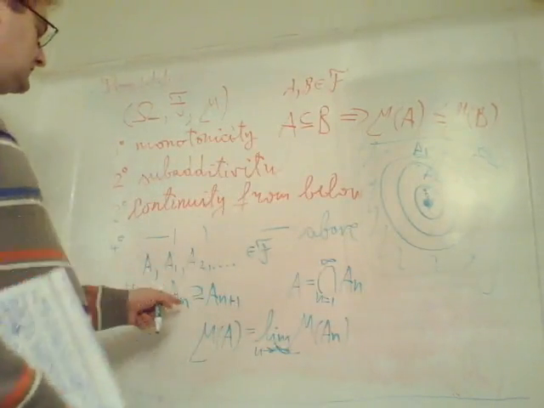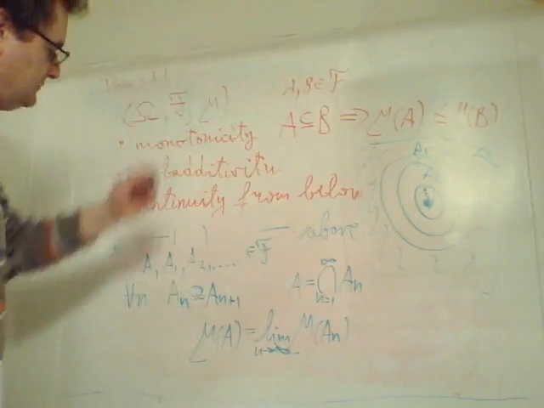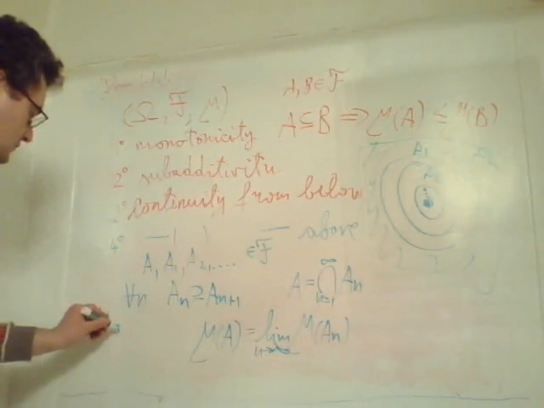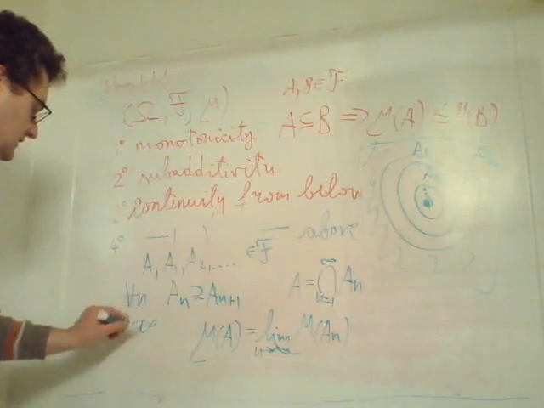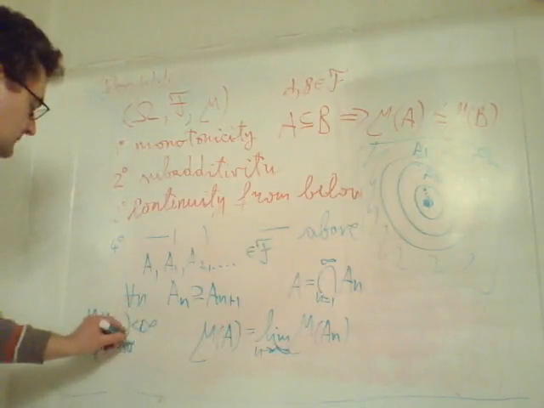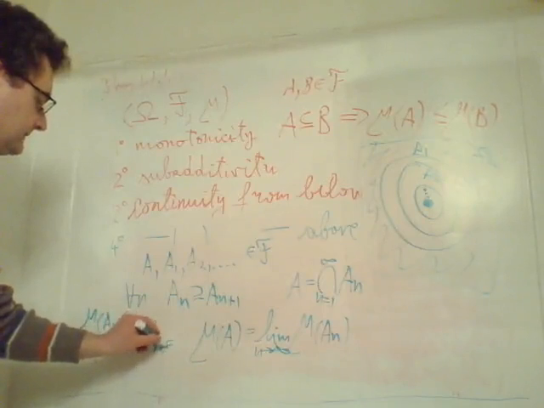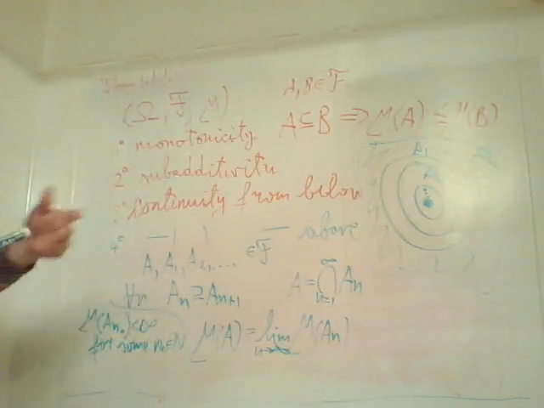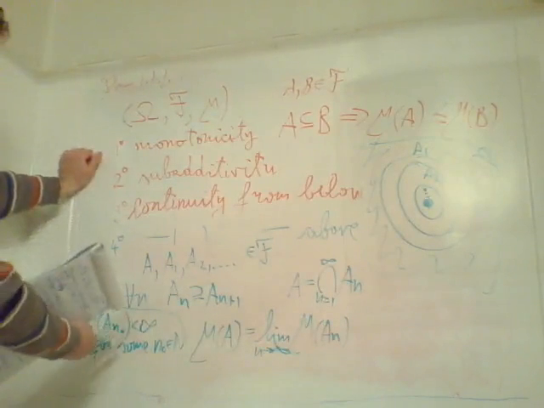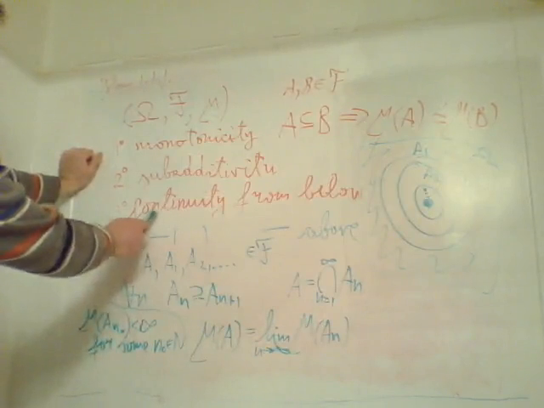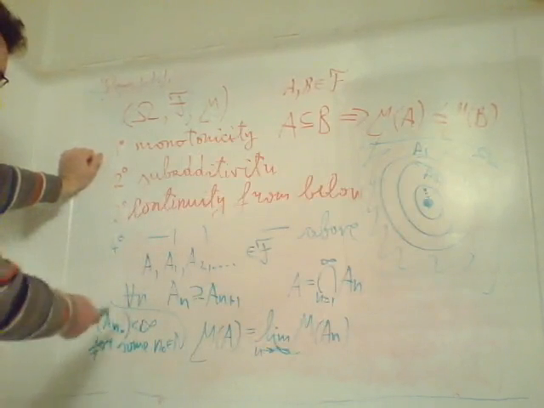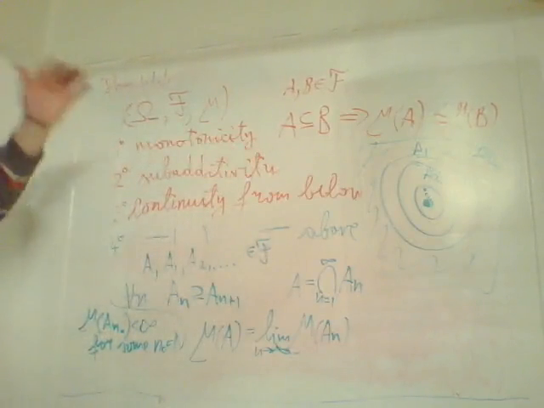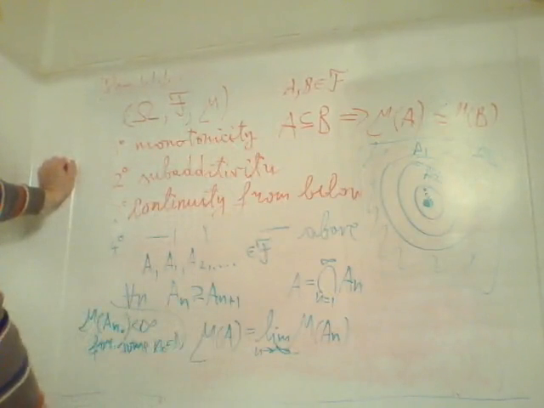At least one of these An's has finite measure. I forgot to say that mu of A_n0 is finite for some n0. That's an extra condition that we don't have, there is no corresponding condition in continuity from below. So when you have continuity from above, you have this extra condition that at least one of them is finite.